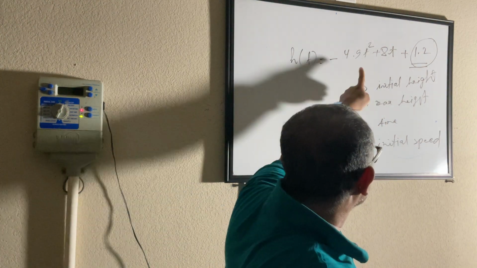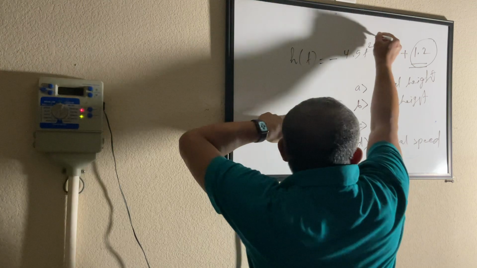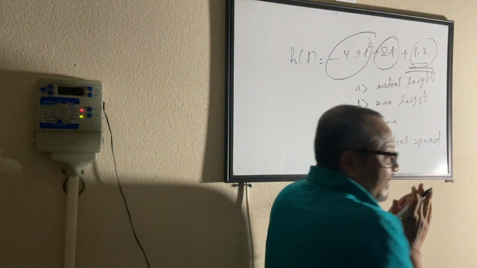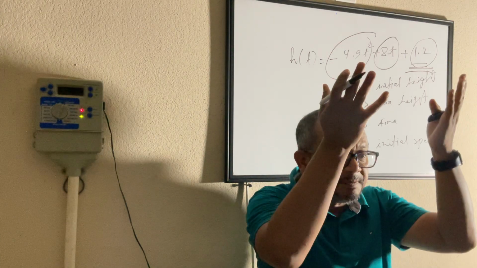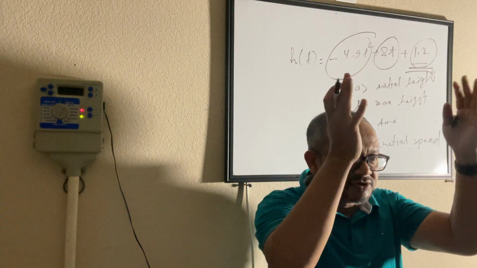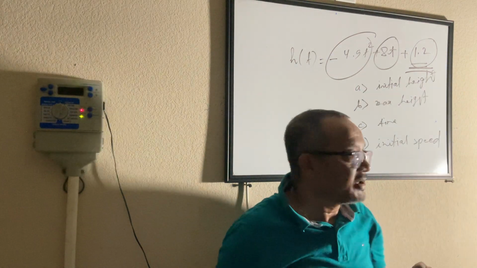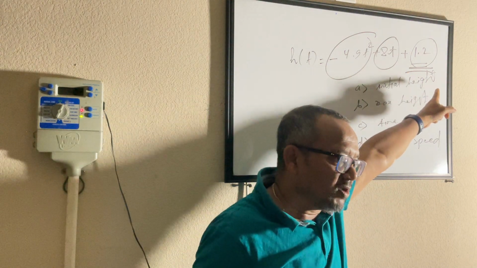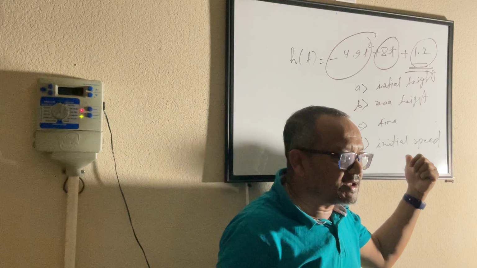If I put 0, what does it mean? When I put 0, this thing becomes 0, this thing becomes 0. Meaning, when the basketball has not been thrown up, when somebody is just holding it and getting ready to throw it, this is the initial height, 1.2. As you guys rightly said, this is the initial height.